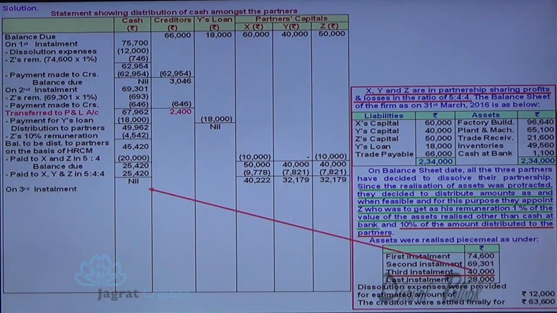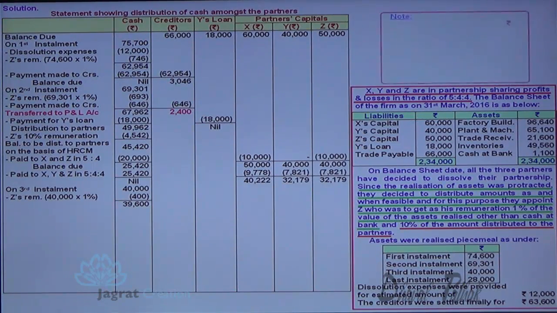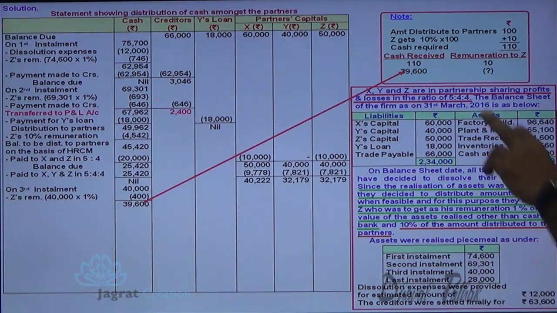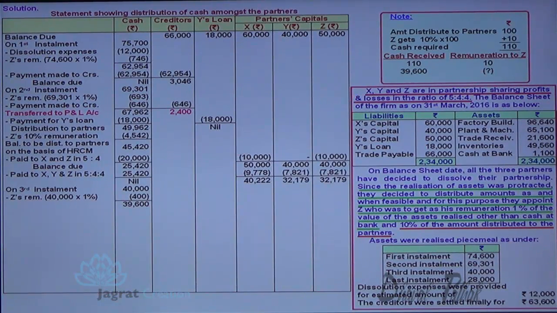Third installment 40,000. 1% of 40,000 is to be paid to Z. Amount available now for distribution 39,600. 10% remuneration is to be paid to Z, that of net. So let me prepare a working note. If the amount distributed to the partners is 100, then Z gets 10% of 100, so cash required is 110. So if cash received 110 for distribution, then 10 is the remuneration of Z. How much for 39,600? So 39,600 into 10 upon 110. This is the remuneration of Z.